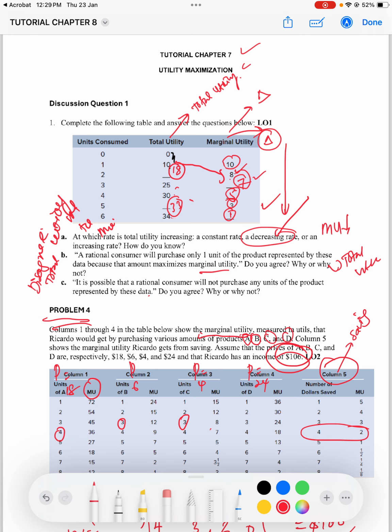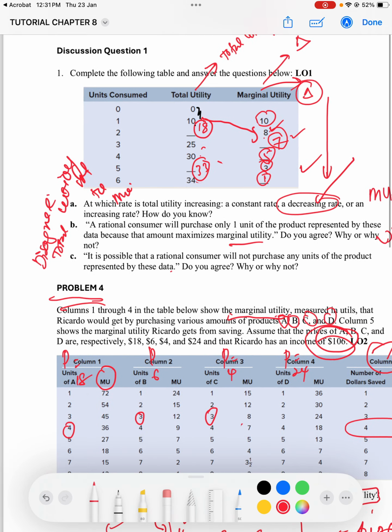10 minus 0, you get 10 here. 18 minus 10, you will get 8 here. 25 minus 18, you will get 7 here. 30 minus 25, you get 5 here. And 33 minus 30, you will get 3 here. 34 minus 33, you will get 1 here. So that is how you fill in this table.